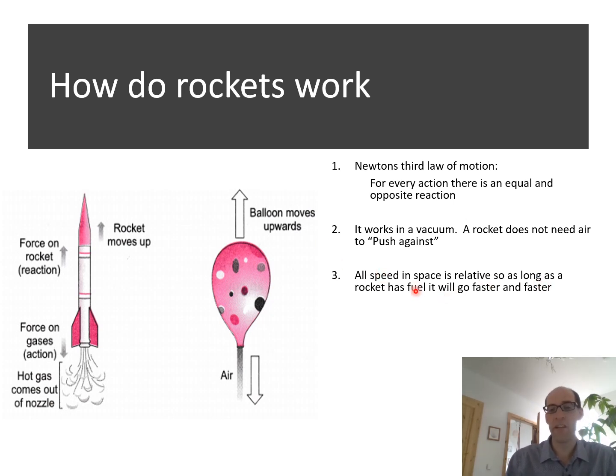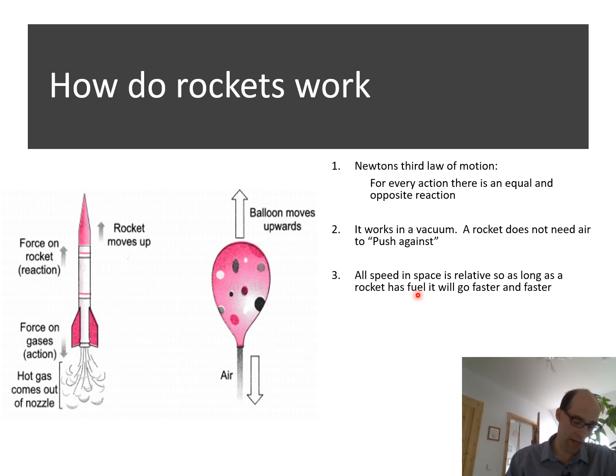All speed in space is relative. What that means is that space is not a grid in which you have fixed objects relative to this spatial grid. Essentially, everything in space is moving relative to everything else.